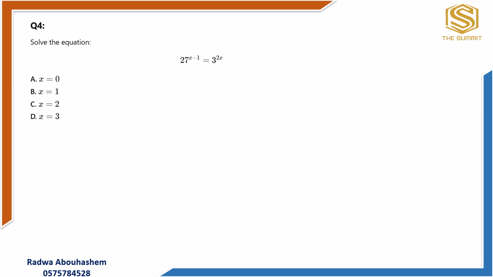27 to the power x minus 1 equals 3 to the power 2x. When you have an exponential equation, you have to make sure that the base is the same. So I have to make the 27, or there's a relation between 27 and 3. 27 is 3 to the power 3, right? So this would be 3 to the power 3, to the power x minus 1, equals 3 to the power 2x.